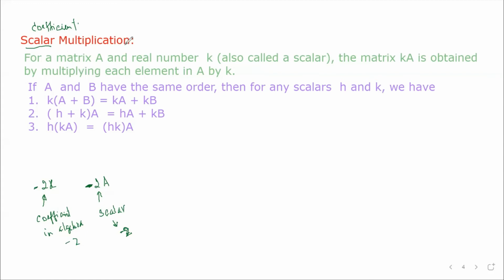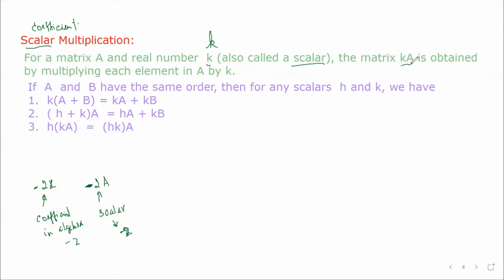Let's talk about scalar multiplication. Now we see the properties of this one. Most of the time they use k. Sometimes I write k in this way. For matrix A and real number k, also called a scalar. You see that? So this k, like this 2 or negative 2, we call a scalar.